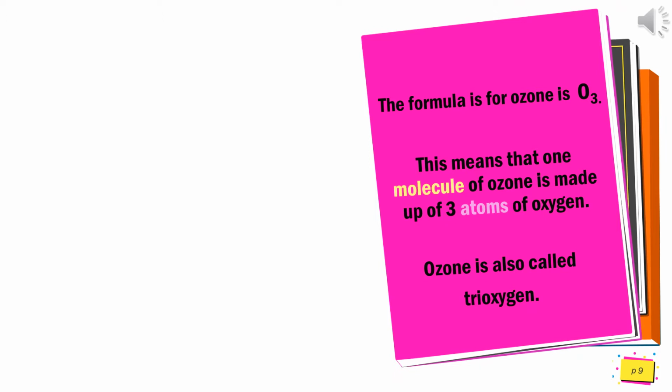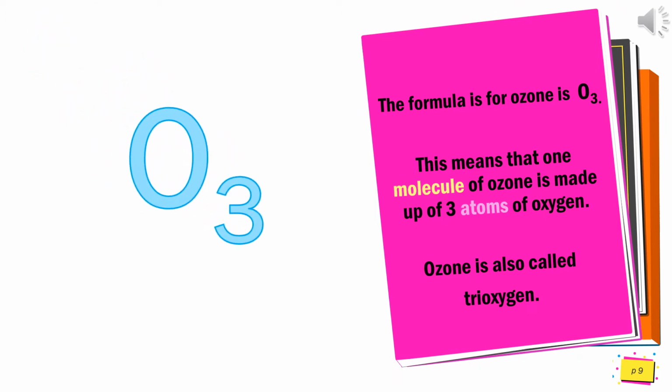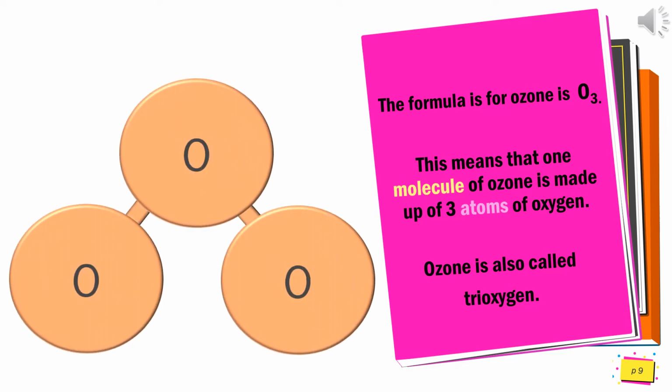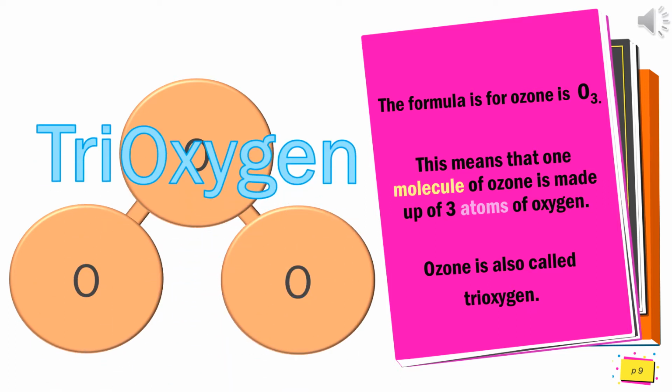The formula for ozone is O3, like this. This means that one molecule of ozone is made up of 3 atoms of oxygen. Ozone is also called trioxygen because tri as a prefix means 3. So 3 atoms of oxygen, trioxygen, or ozone.